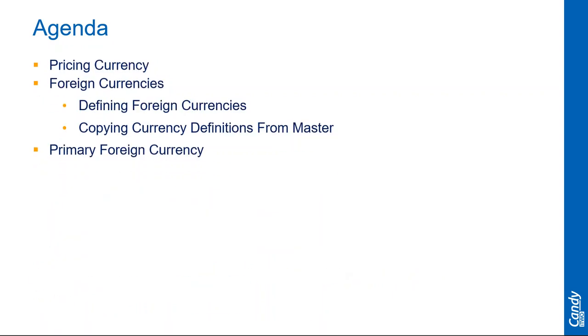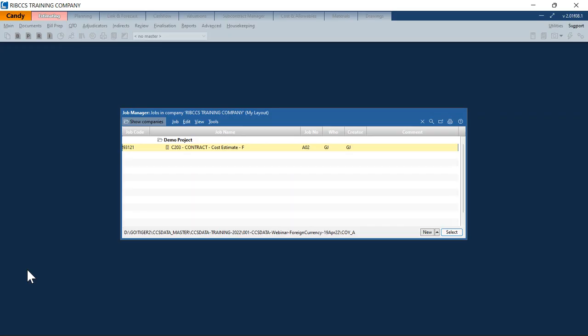Right, so let's start with looking at the pricing currencies. How many foreign currencies can you define? What is the primary foreign currency? As you see, most of the action on this webinar will be happening in Candy. We'll be showing you the system live. So without spending much time here on the PowerPoint slide, I would like to quickly move across to Candy.